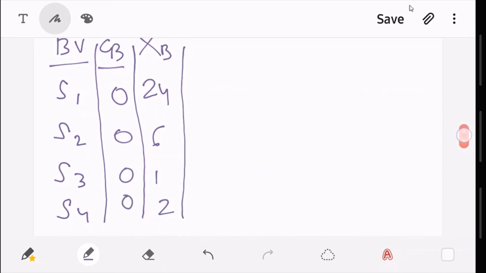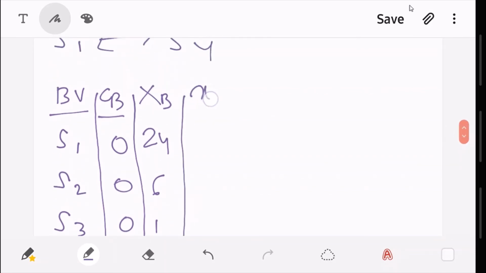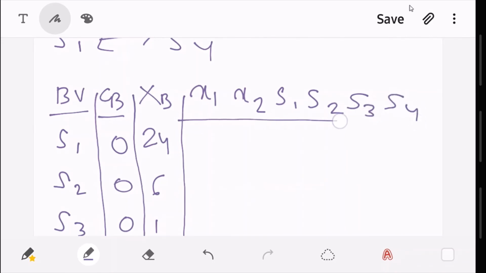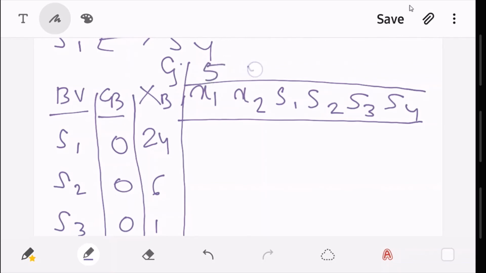Then we need to write the variables x1, x2, s1, s2, s3 and s4, and at the top we shall write Cj, that is the coefficient in the objective function, which is 5, 4, and for slack variables it is all zeros.